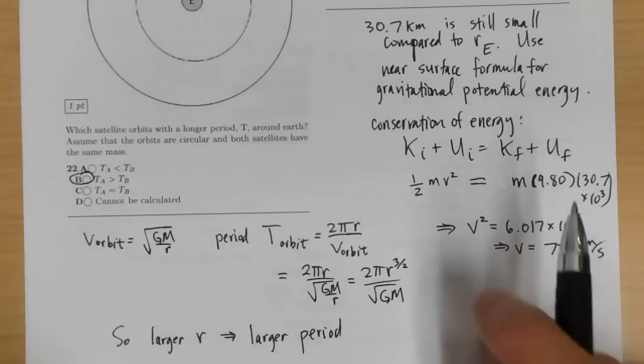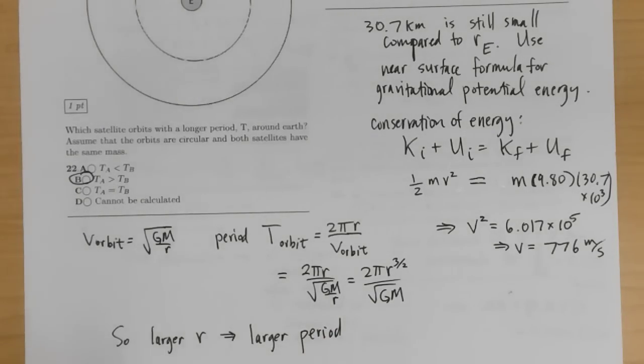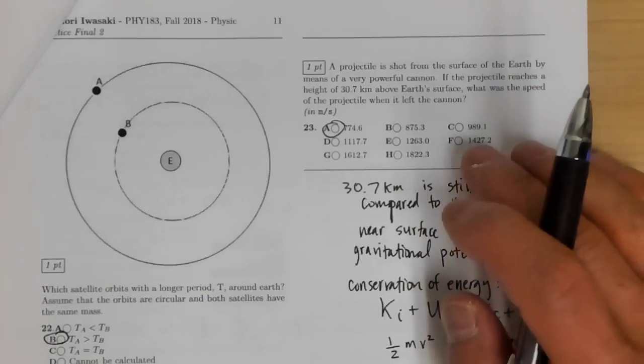So now if I look at this, the larger r is, the larger the period. By the way, the masses don't matter. The masses of the satellites don't matter in this problem.